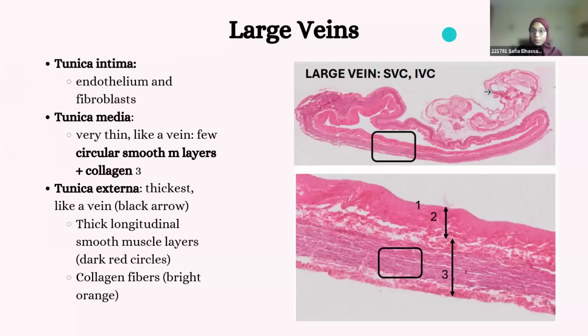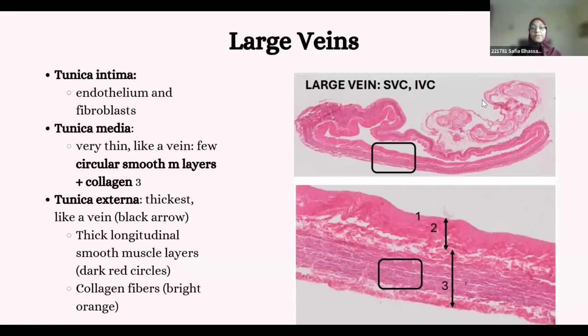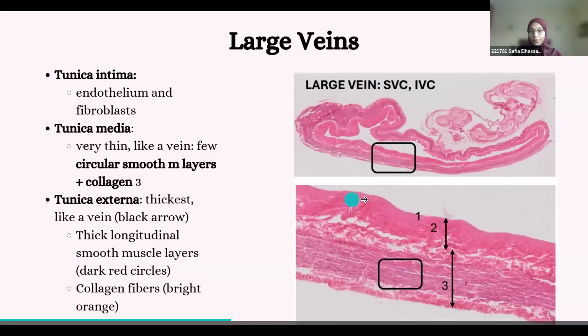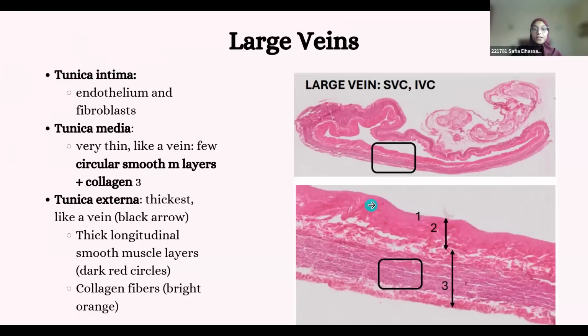Okay, so large veins have 3 layers. You have a tunica intima, a tunica media, and a tunica externa. So tunica intima, I for intima, and I for inside. This is the innermost layer of the large vein, and it consists of endothelium and fibroblasts. So that would be located right over here. The tunica media, M for middle, and also M for muscle because it contains circular smooth muscles and collagen. One thing that's very particular about the tunica media in large veins, especially compared to arterioles, is that it tends to be very, very thin.